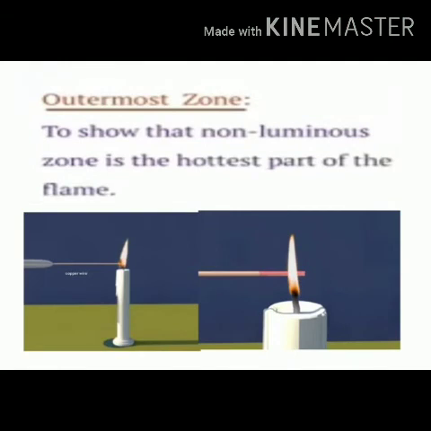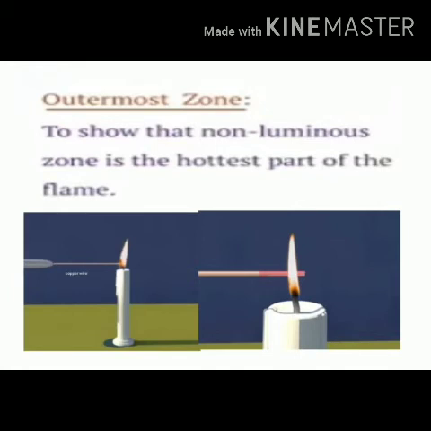Now, the third activity is to show that the outermost zone, that is the non-luminous zone of a flame, is the hottest part of the flame. Okay. Now to prove this, take a long copper wire and again hold it with a pair of tongs and introduce one end of the copper wire in the burning candle.